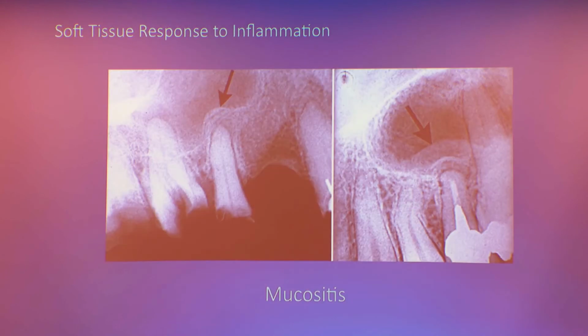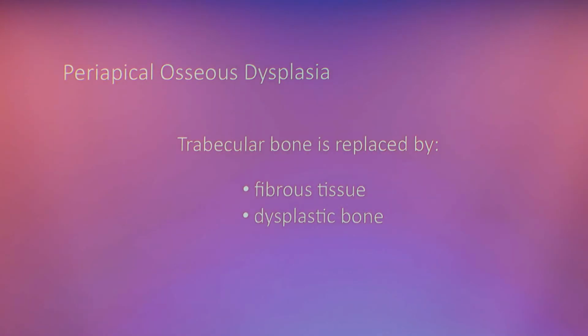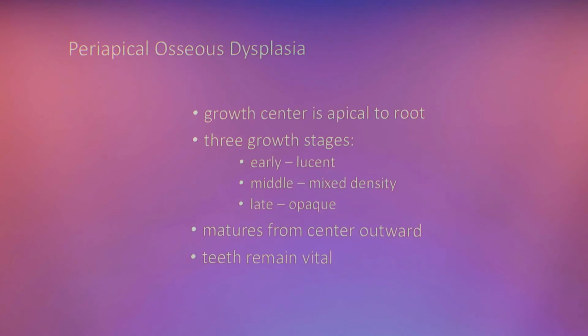We can pass through some of these. And I wanted to spend some time on periapical osseous dysplasia, because there are 3 stages to this condition. So periapical osseous dysplasia, location, apical to roots. The 3 stages, early, middle, and late, present differently radiographically.